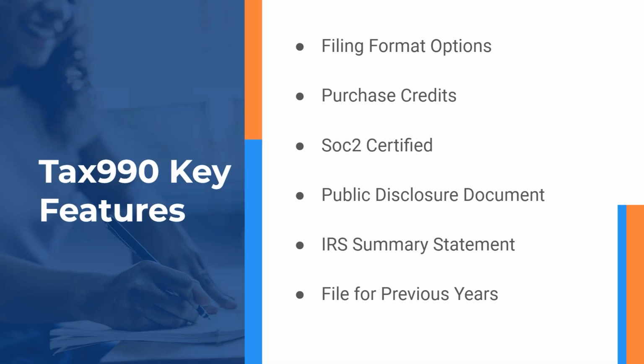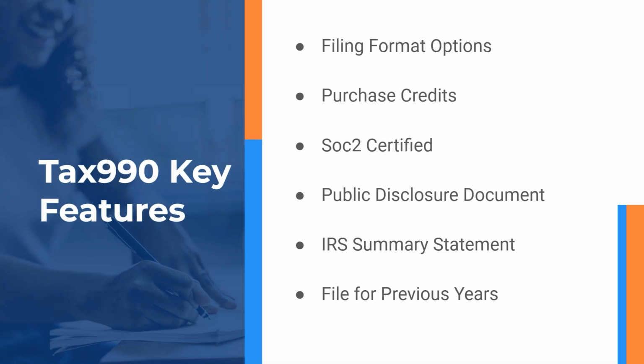Tax 990 is SOC 2 certified, meaning we go through very rigorous certification processes and security processes each year to remain compliant and ensure that your information is safe and secure within our application. We provide the public disclosure document. If you complete Schedule B, you'll have both the professional copy of the entire form in a PDF, and you'll have access to the public disclosure document, which retracts the Schedule B names and addresses for your grants and contributions.